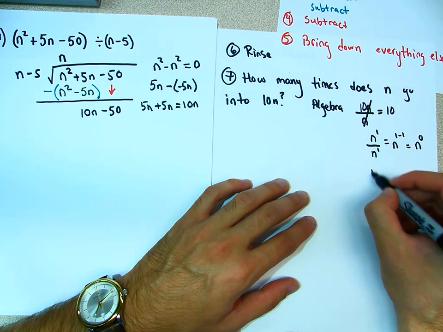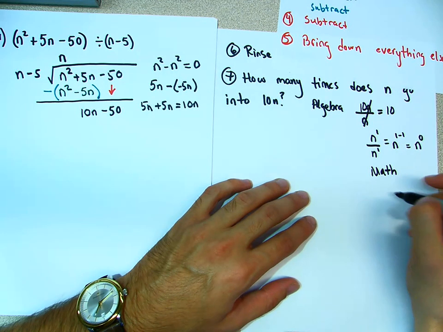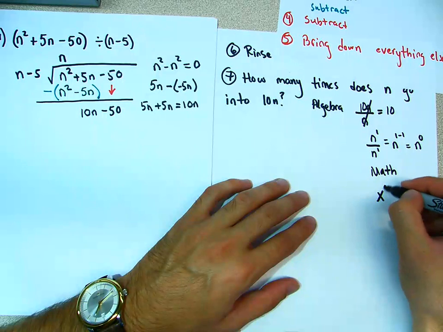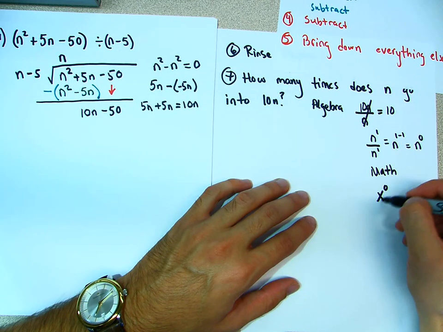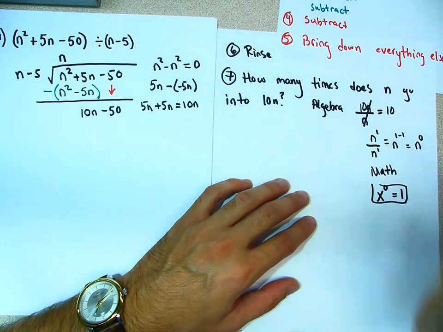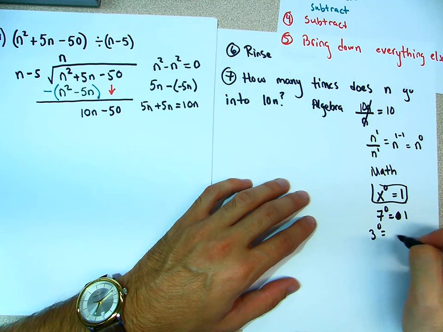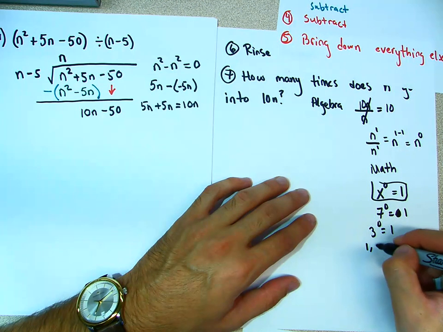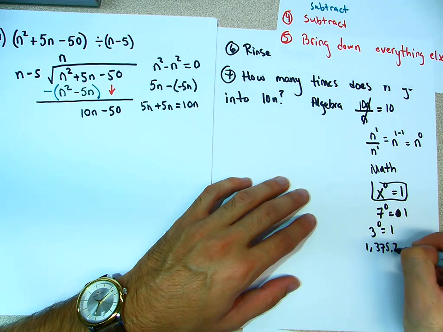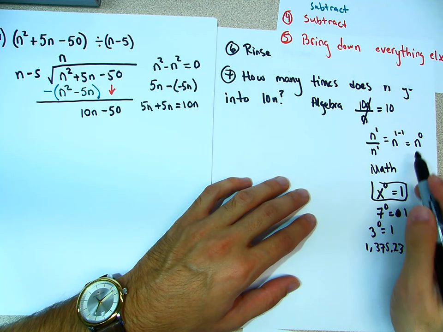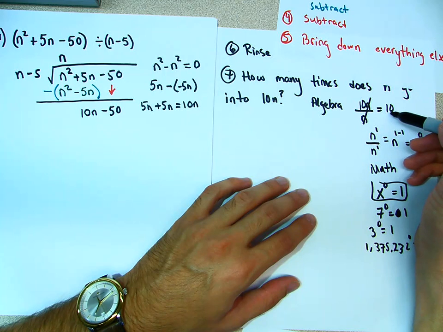But in math, any number except 0, any number to the 0 is always 1. Anything. If I have 7 to the 0, it's 1. 3 to the 0, it's 1. 1,375,232 to the 0, it's 1. Okay? And that's what you did here. That's why it cancels. So you just have 10.